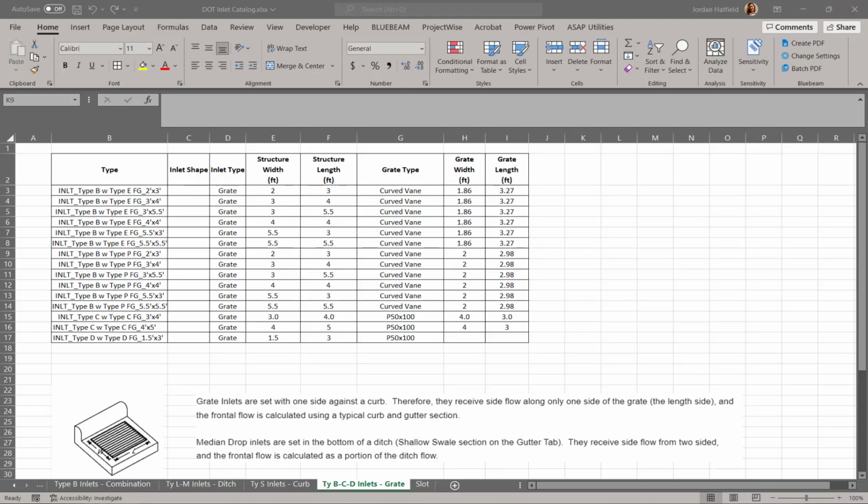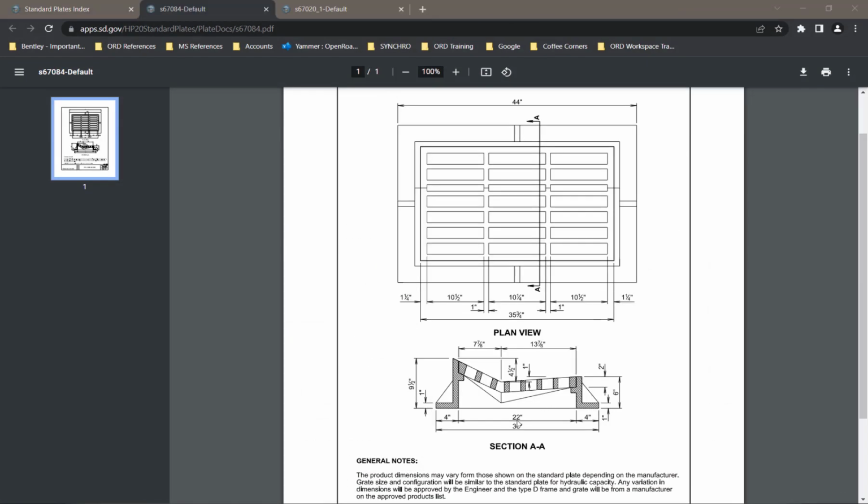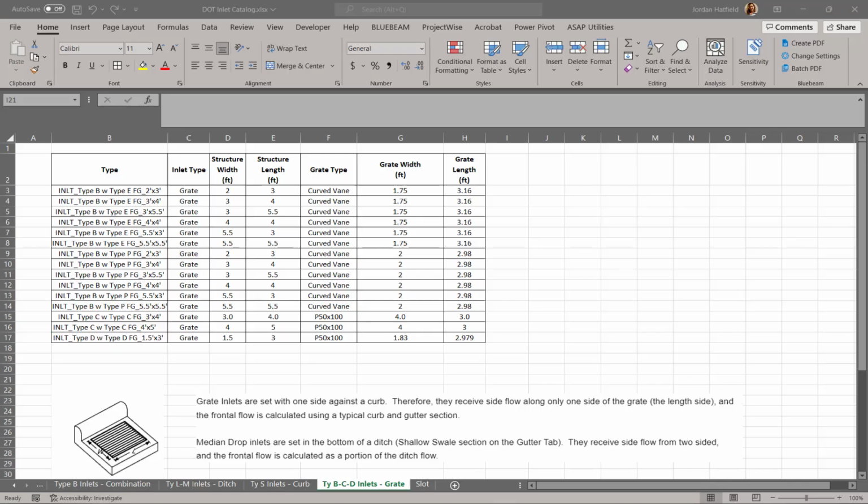And lastly, I'll take a look at the type D framing grate, where I'm going to use 22 inches by 35 3/4 of an inch. And from there, I have all the information I need to input my ditch and my grate inlets.